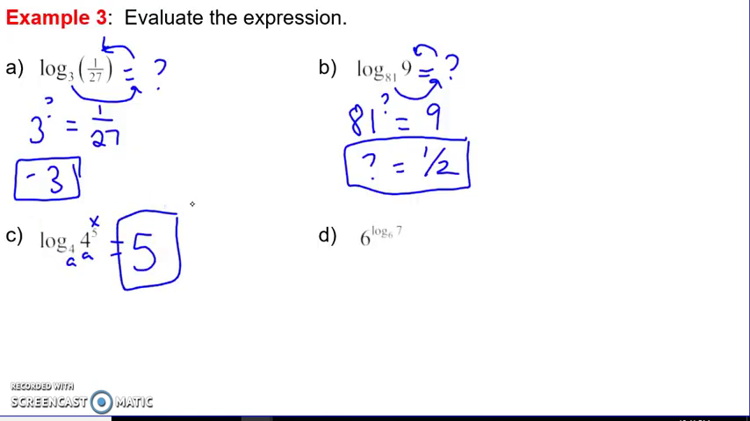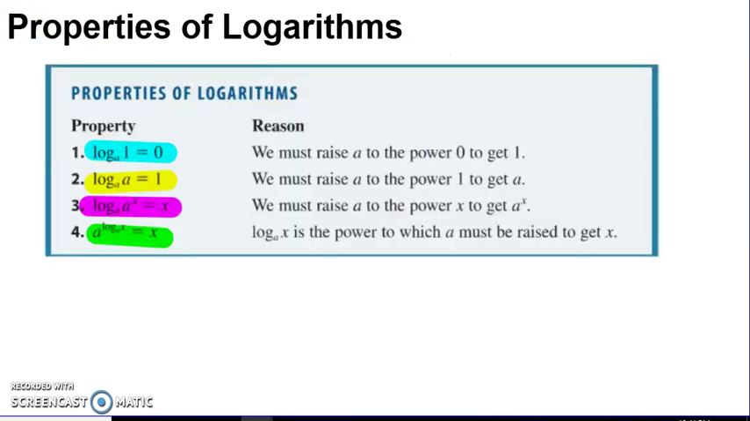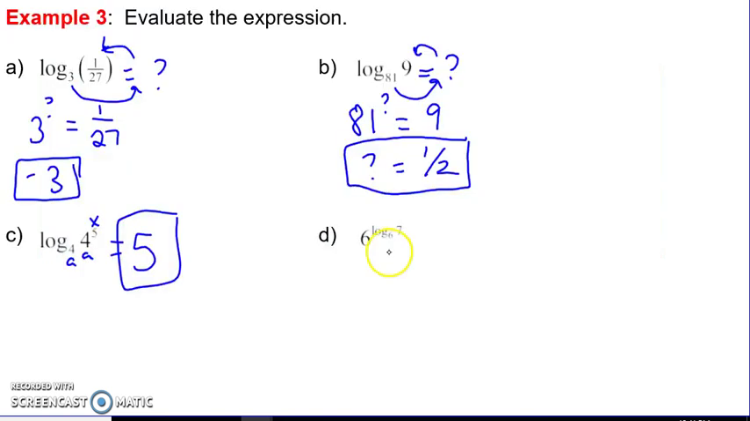Let's look at D. We have 6 to the log base 6 of 7. When I look at rules 1 through 4, this looks very similar to rule number 4, which equals our x value. In this case, our x would be 7 because the bases 6 and log base 6 are the same. So this value would equal 7. Rules 1 through 4 from the previous slide will help you to identify what goes on in these setups.